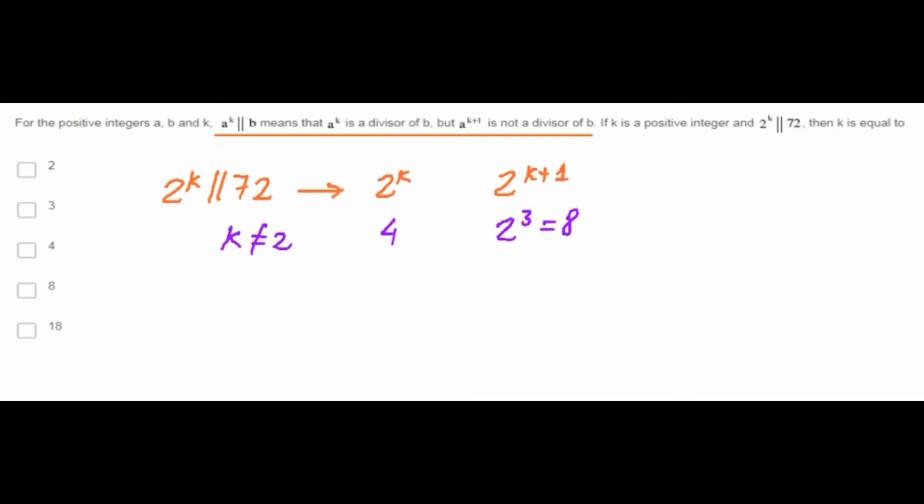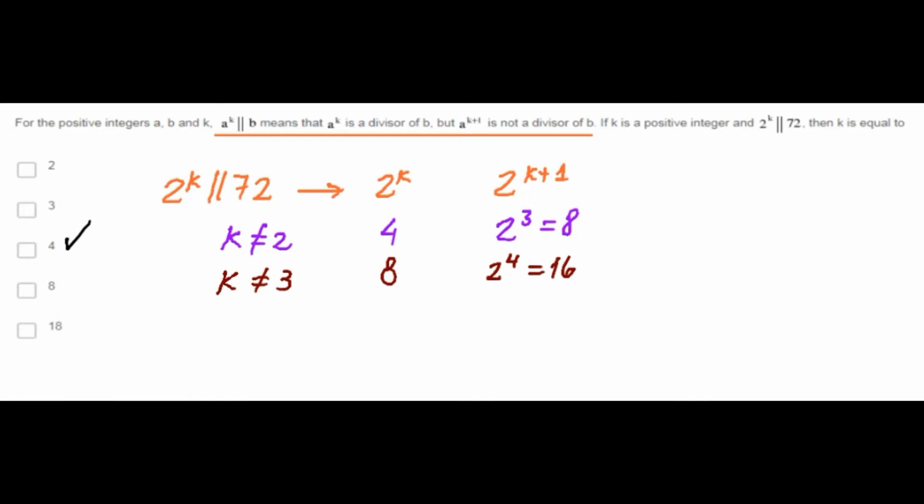Now, let's try with choice B, k is 3. So, if k is 3, then 2 to the k is 8, and 2 to the k plus 1 is 2 to the 4th power, 16. So here, 8 is a divisor of 72, and 16 is also a divisor of 72. Therefore, k cannot be 3.